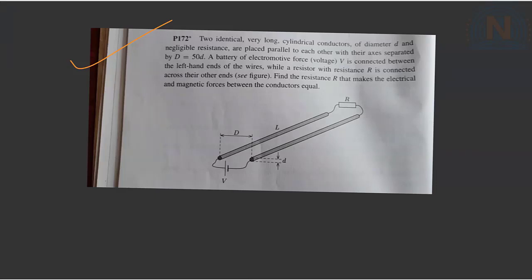Now there is a battery of EMF V which is connected between the left-hand ends of the wires as shown, while a resistor with resistance capital R is connected across the other ends. You have to find the resistance capital R that makes the electric and the magnetic forces between the conductors equal. At what value of resistance will the electric and magnetic forces be equal, that is what we have to find out.